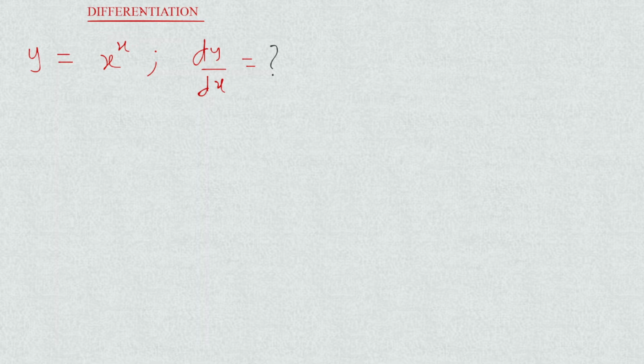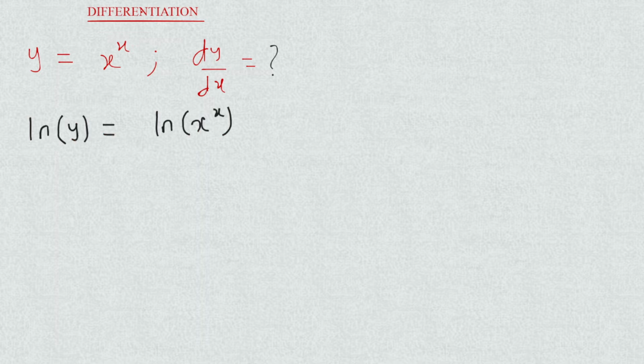The question says y is equal to x to the power of x. Then we have to find the derivative, which is dy/dx. The first thing I'm going to do is apply the natural logarithm to both sides.